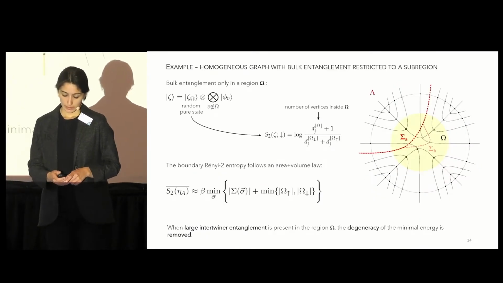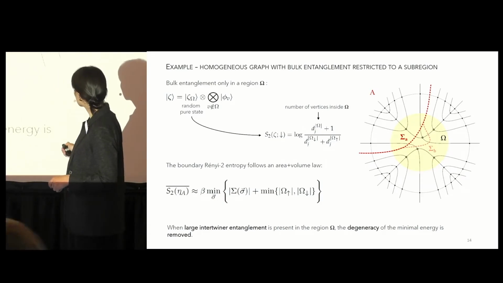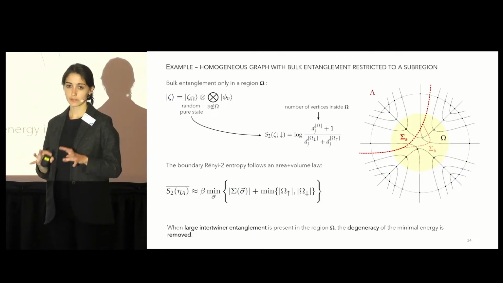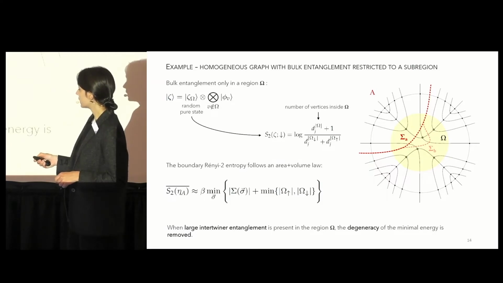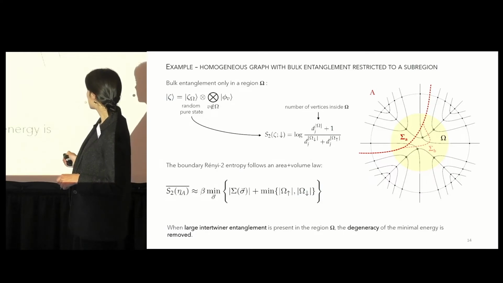So here we have an example. So we have here a specific spin network graph. So we consider the case in which the entanglement entropy is present only in a certain region, omega, of the bulk, for which we use the random pure states. And so we could compute the average value of the entropy. And we see that the volume contribution is just the minimum number of vertices on one side or the other.